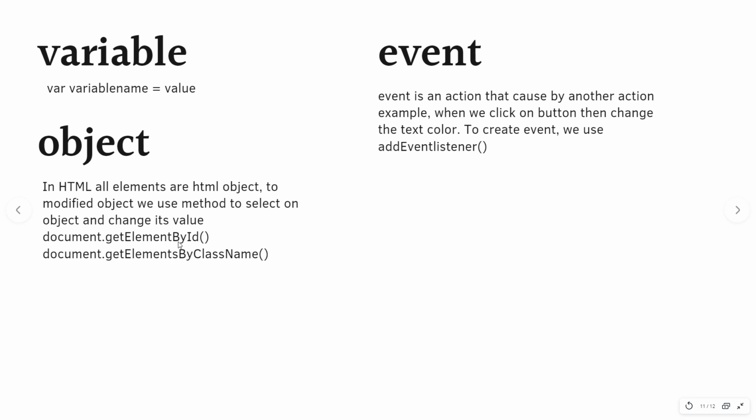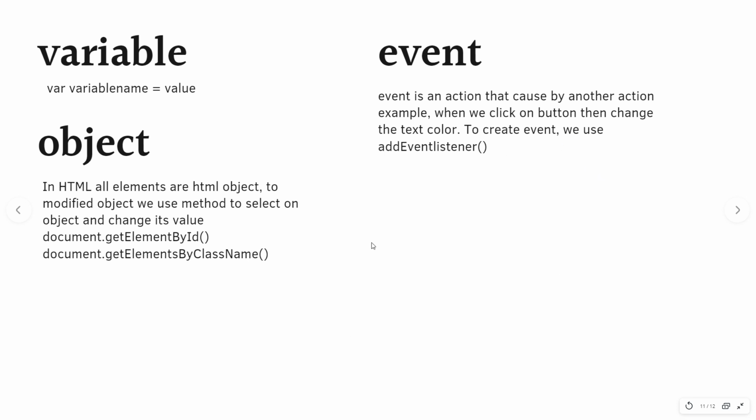I use document.getElementById, it means the ID of the button. So I select the button, and then I add an event listener to the button. It means that the button will listen to the click. I mean addEventListener, and then I give the argument click. It means that the button will listen to the click action, when I click on the button, and then we will do some more action to cause the text color to change or something.